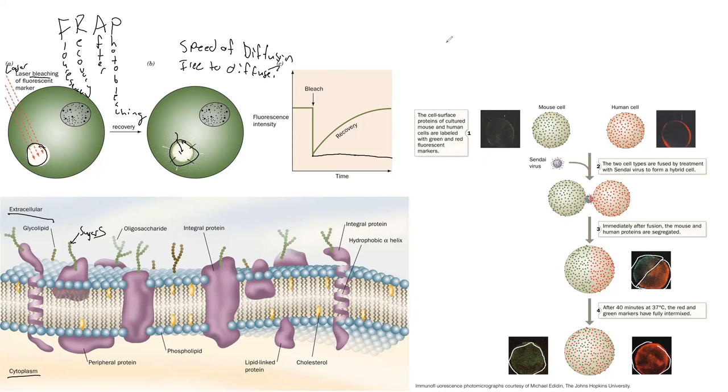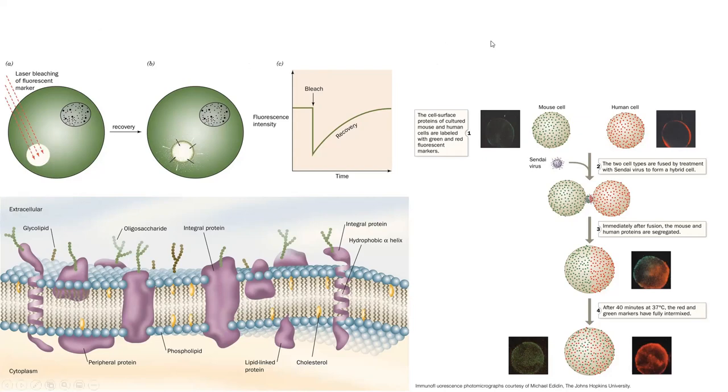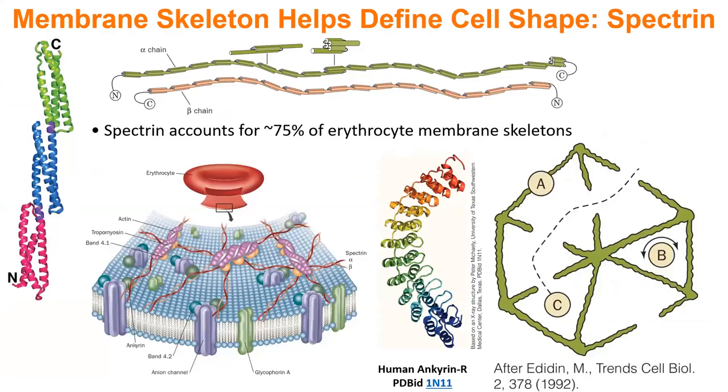All right. Now, what we're going to look at is some of the proteins that make up the structural components of the membrane, the membrane skeleton. And the major one is called spectrin, which we're showing in both images here.